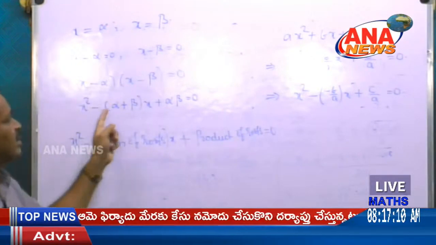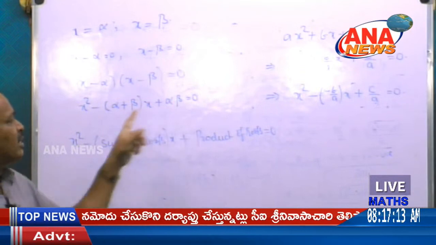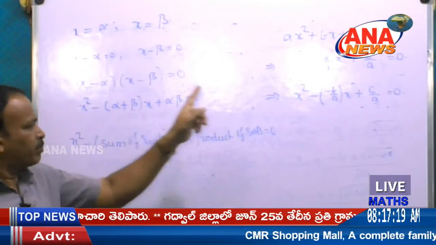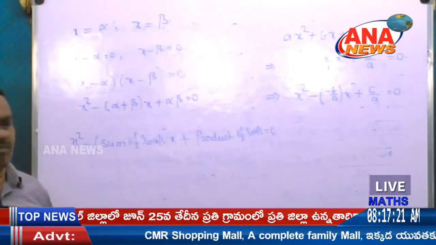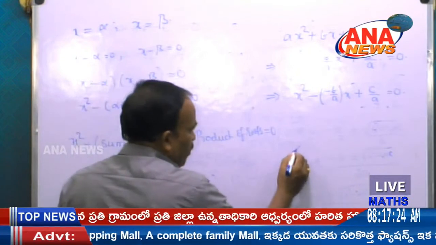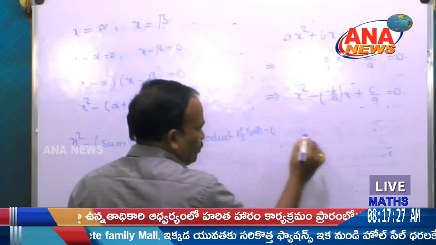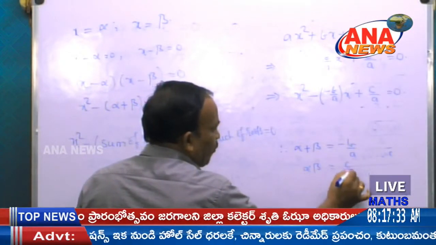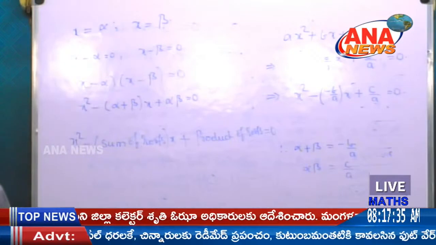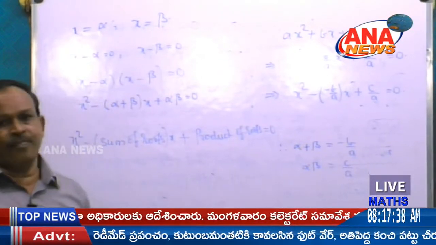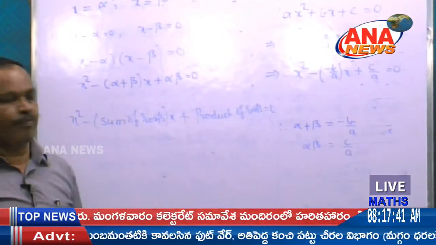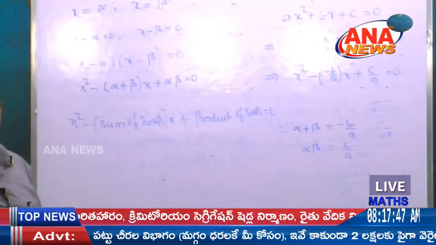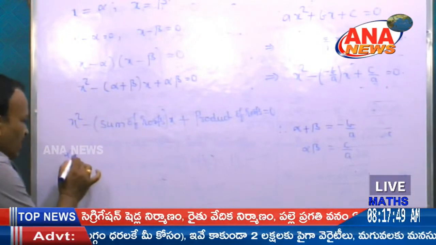So x square minus b by a into x plus c by a. Compare these two equations: x square minus (alpha plus beta) x plus alpha beta. Alpha plus beta is equal to minus b by a, and alpha beta is equal to c by a. Sum of roots is minus b by a, product of roots is c by a. Is it right or not? Verify that.